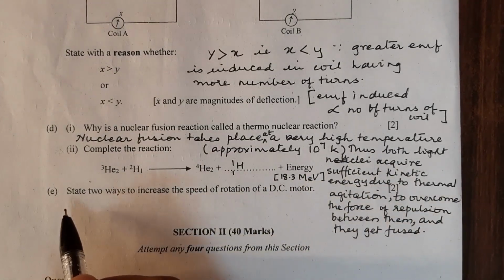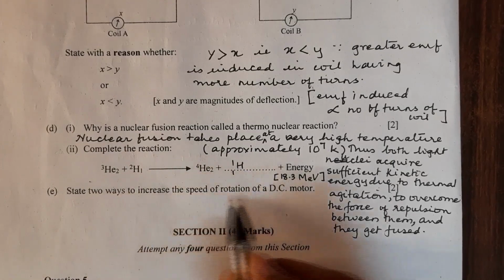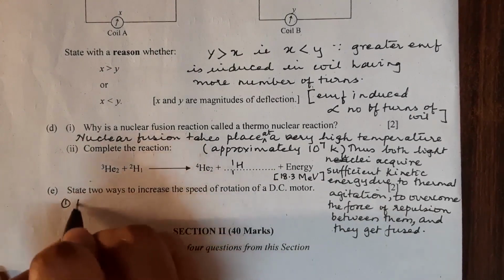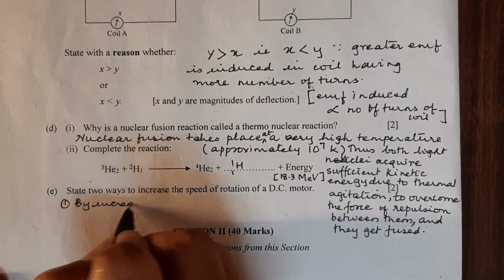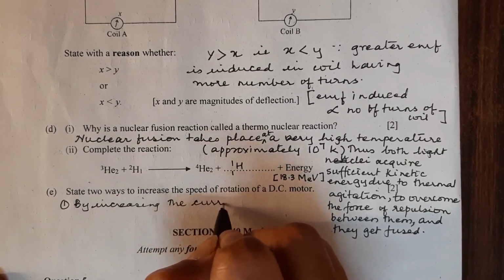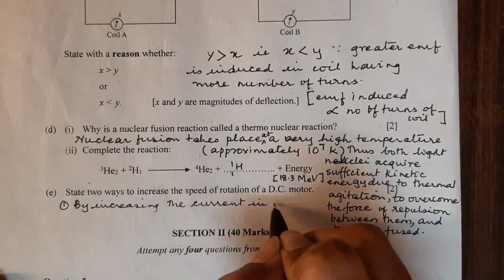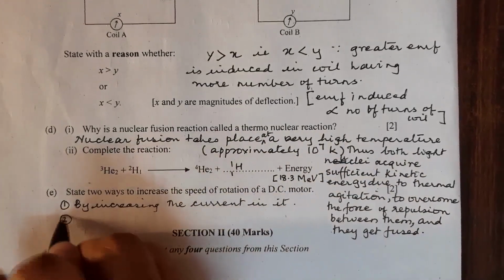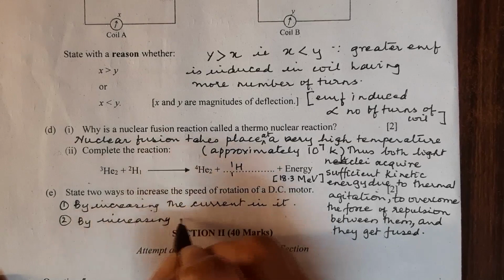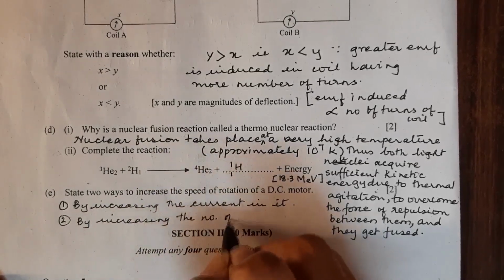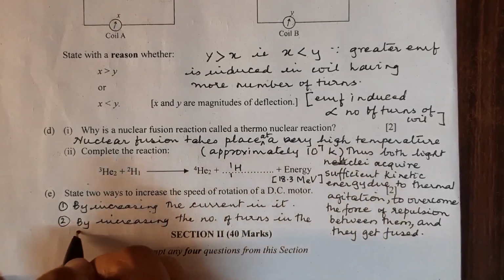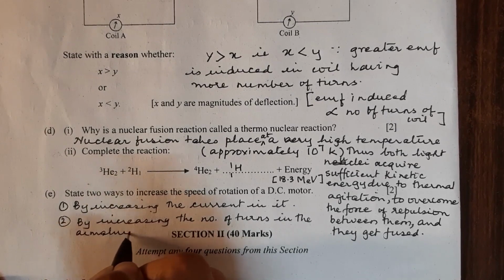We come to 4E. State two ways to increase the speed of rotation of a DC motor. Number one, by increasing the current in it, and the second one, by increasing the number of turns in the armature coil.